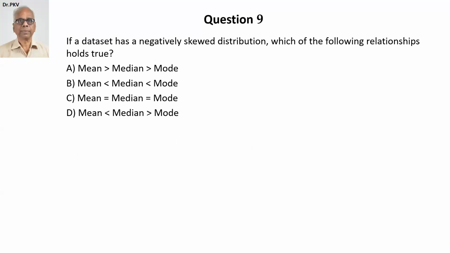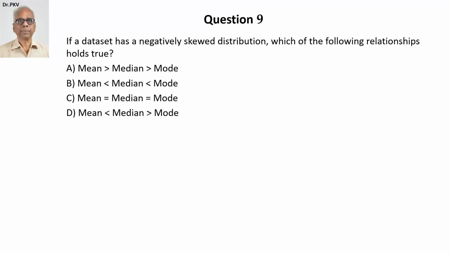If a data set has a negatively skewed distribution, which of the following relationships holds true? A, mean greater than median, greater than mode. B, mean less than median, less than mode. C, mean is equal to median, is equal to mode. D, mean less than median, greater than mode. What is your correct answer? According to your understanding, you note down. Take a couple of seconds.